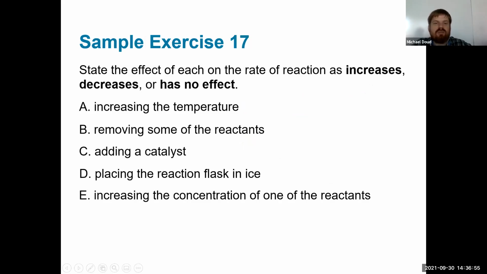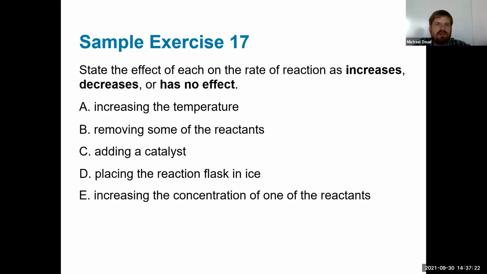Okay, so that brings us to sample exercise 17. For this one, what I want you to do is tell me what is the effect of each of these on the rate of reaction. Does the rate of reaction increase, decrease, or have no effect given all of this? So go ahead, pause the video, think through what we just talked about, and then we'll go over the answers together. Okay, so let's go ahead and do it.